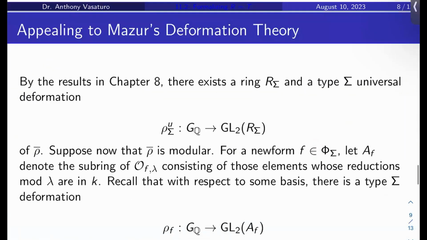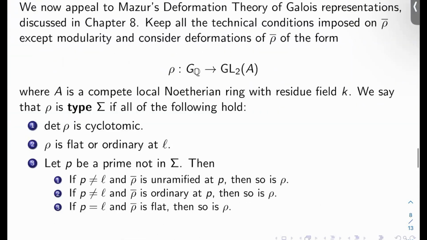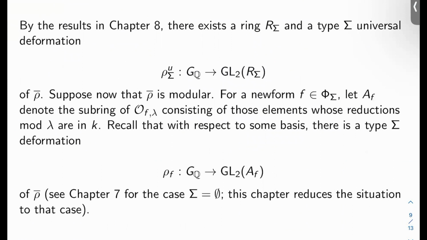And so it makes sense to use the results in chapter 8 to find a ring R sub sigma and a universal type sigma deformation rho U sigma from GQ to GL2 of R sub sigma of rho bar. We checked carefully in chapter 8, if you go back and look, that all of these things together do form what Mazur called a deformation condition. So we have a universal deformation ring attached to the set of primes sigma, and that gives us a universal deformation.